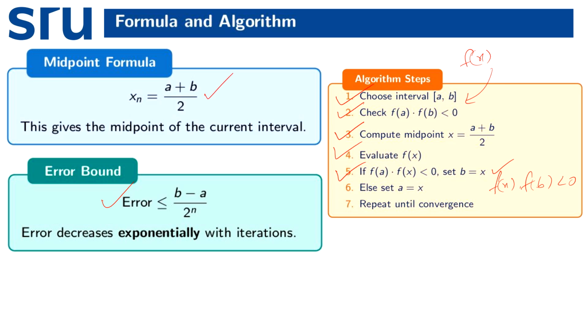Now we repeat this process from steps 1 to 6 again and again until we reach the desired accuracy or convergence. So in simple words, at every step we reduce the interval size and move closer to the root. This method is very systematic and error controlled, which makes it extremely reliable. Okay, so let us move to the next slide.